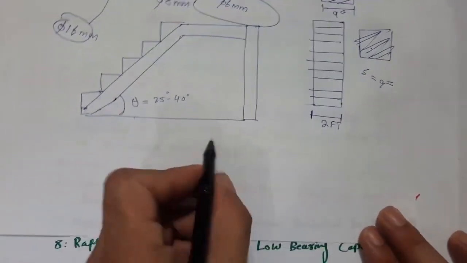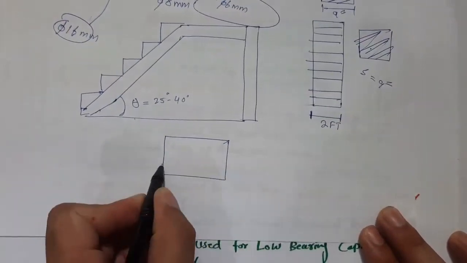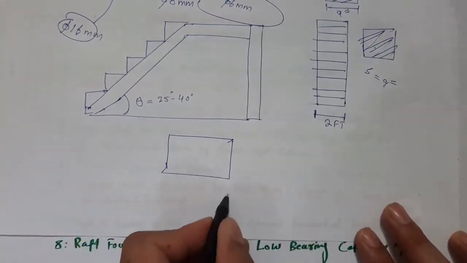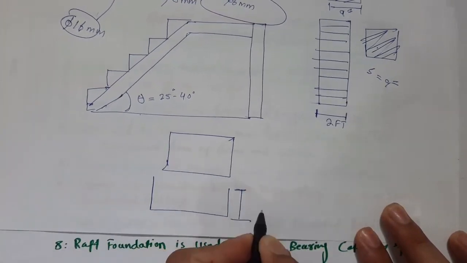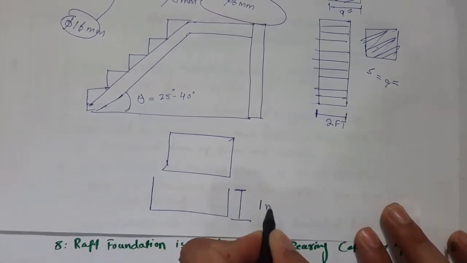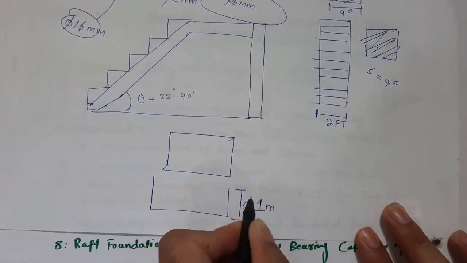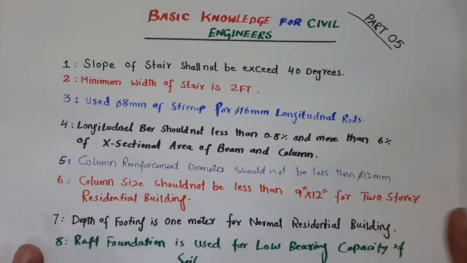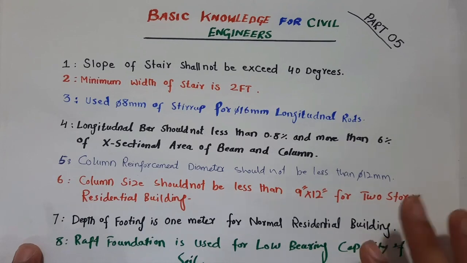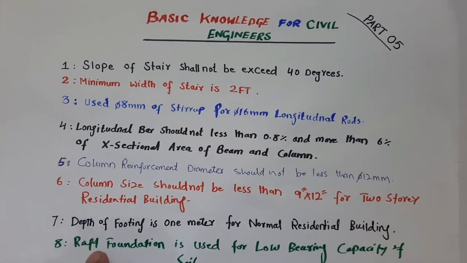The seventh one is, guys, depth of the footing is 1 meter for a normal residential building. Guys, you can see this is the footing. The depth of the footing, this is the footing depth, should not be less than 1 meter for a normal residential building. So the other one is, guys, the last one, which is raft foundation.